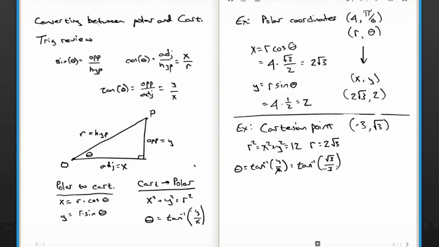Now we have to find some angle that has this tangent. The way to do this is to draw a picture. I'm negative 3 in the x direction and root 3 in the y direction, so I draw a triangle in standard position here, and this is theta over here. I know the longer side is going to be the negative 3, and the shorter side is going to be root 3. Why do I know that? Well, root 3 is smaller than 3.